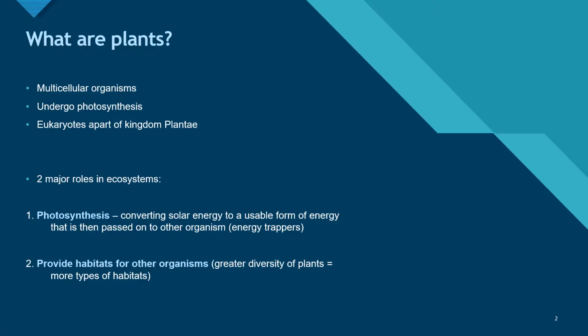So, what are plants? Plants are multicellular organisms that undergo photosynthesis, which we'll learn a lot more about in the coming lessons. They are also eukaryotes that are part of kingdom Plantae, just like we learned in the first unit.